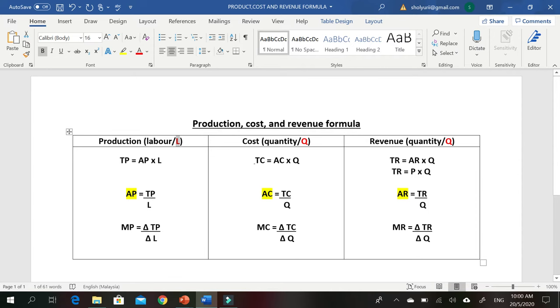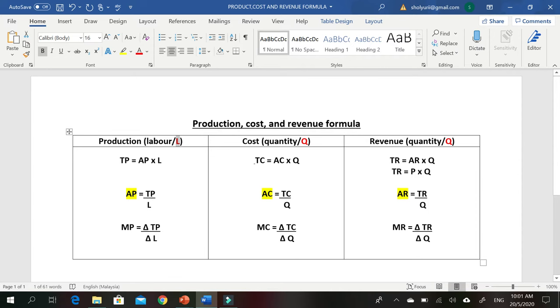Okay. Are you okay with that? Alright. So to find average is basically total divided by something. So if we want to find average cost, total cost. If we want to find average revenue, total revenue. Total revenue divided by quantity. Here, if we want to find average cost, total cost divided by quantity. Then we get the average, purata.